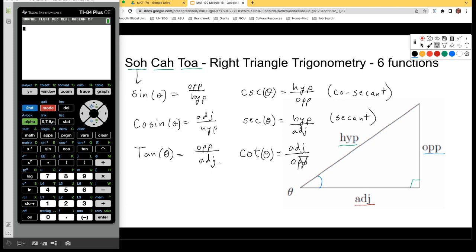Now, most calculators do not have functions for cosecant, secant, or cotangent. So when we get to it, we'll show you how basically to calculate cotangent: you calculate 1 over tangent, and it'll give you it. That's why they're called reciprocal functions. Okay, so these guys pair up.